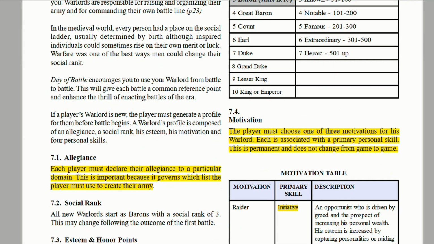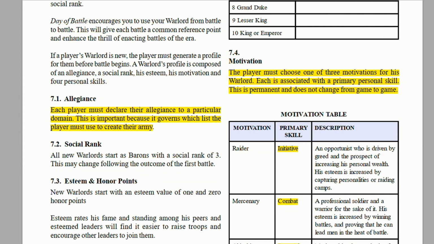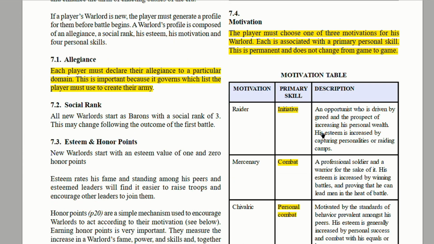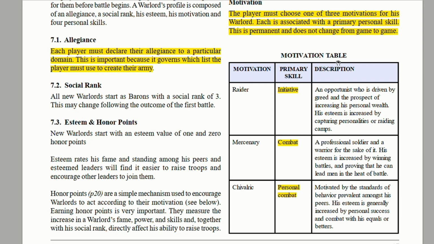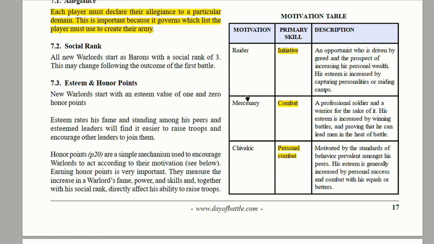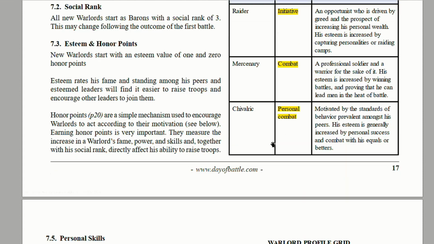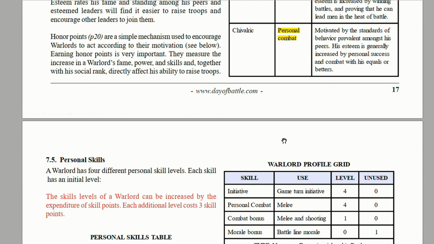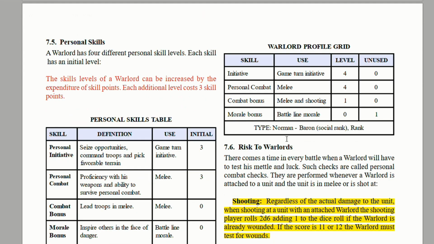It has many characteristics that play an important role on the battlefield, and gaining honor points will make your commander improve in social standing. Also, you have a motivation table, another very important part of your characteristics. So, if you're a raider, your primary skill is initiative. If you're a mercenary, your primary skill is combat. If you're a chivalric, your primary skill is personal combat. You can understand all these play a very important role.